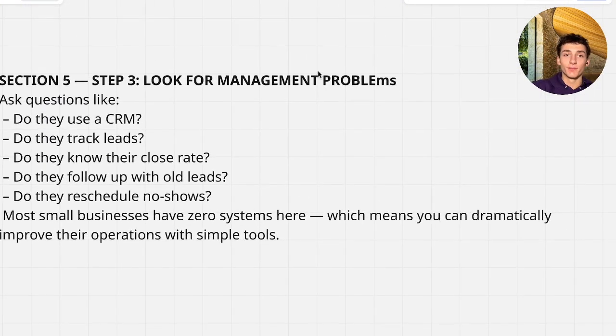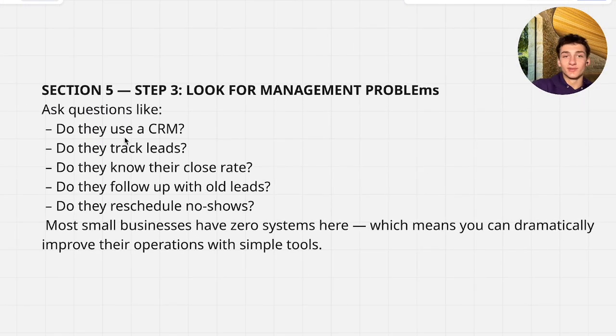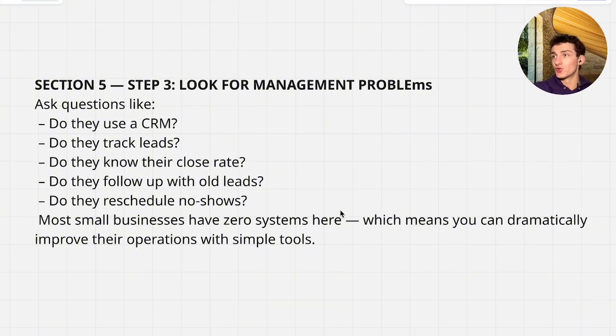Now, step 3, you're going to look for management problems. So ask questions like, do they use a CRM? Do they track leads? Do they know their close rate? Do they follow up with old leads? And do they reschedule no-shows? Most small businesses have 0 systems here, which means you can dramatically improve their operations with just the simple tools that we mentioned.